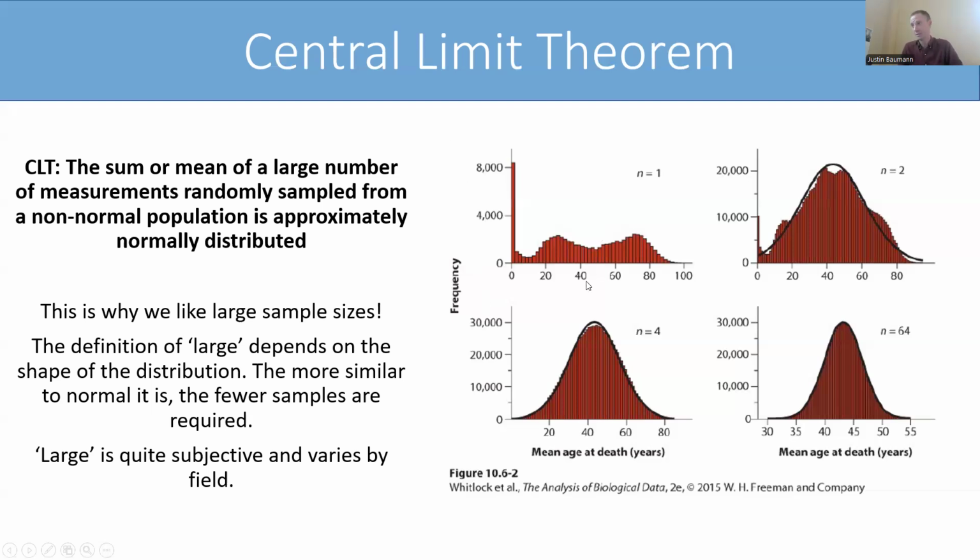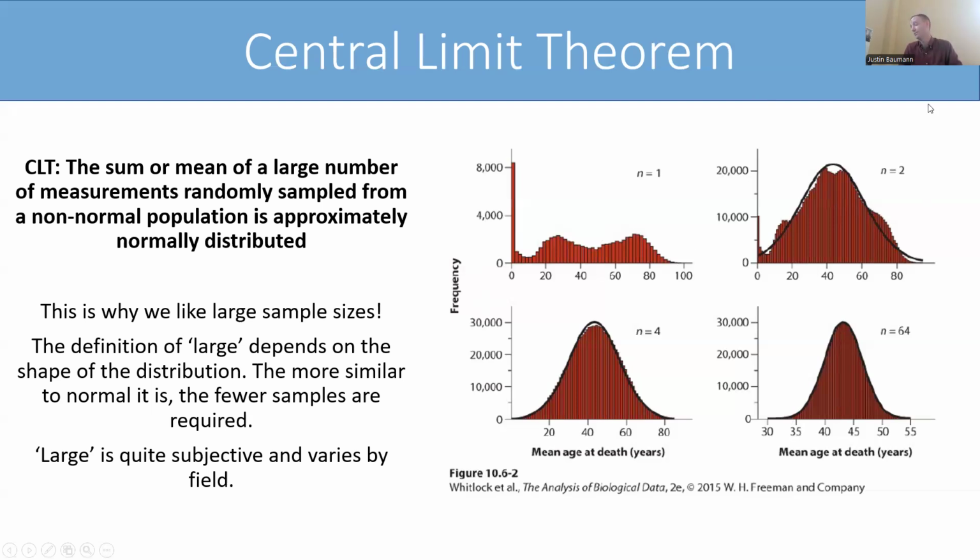We take 1 sample, we get this really goofy thing. We take 2 samples, it's already looking pretty good. We take 4 samples, it's looking even better. We take 64 samples, we have a perfect normal distribution, right? So if we're looking to find the mean of something, if we take a bunch of samples of that population, we're probably going to get pretty close to approximating that mean as a normal distribution.